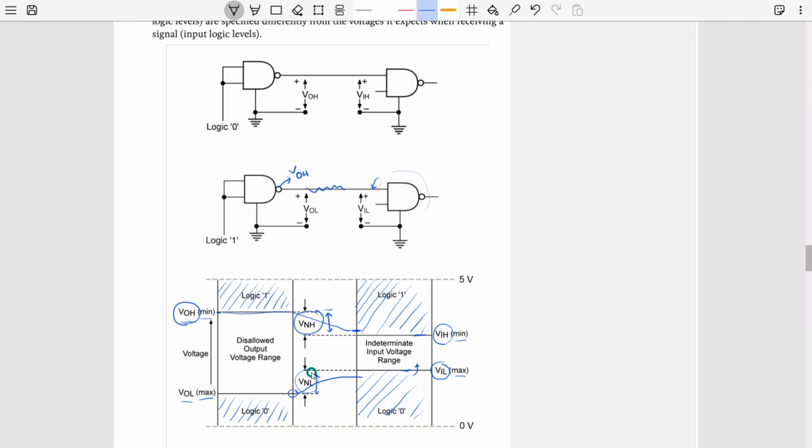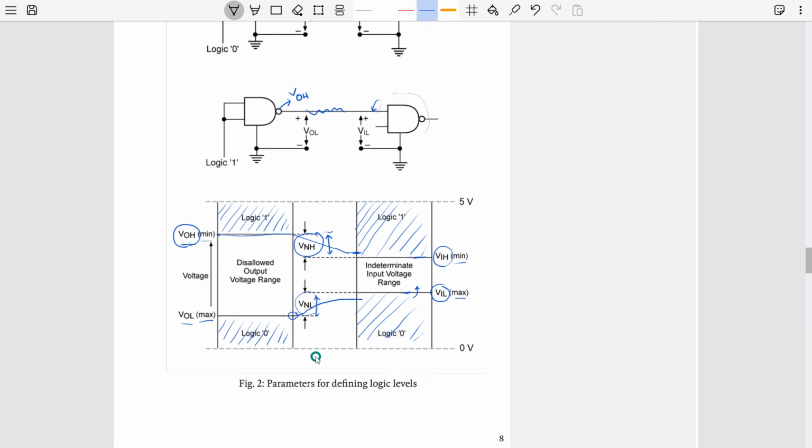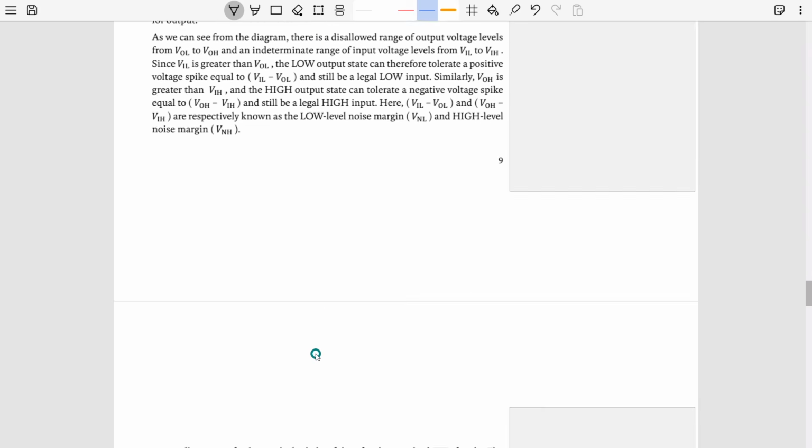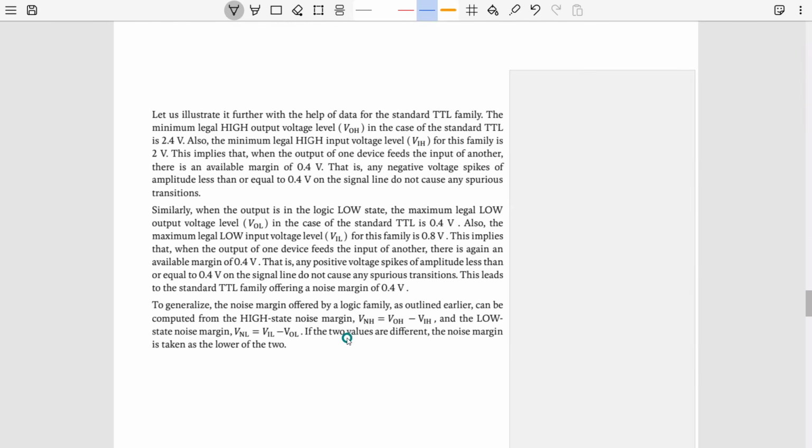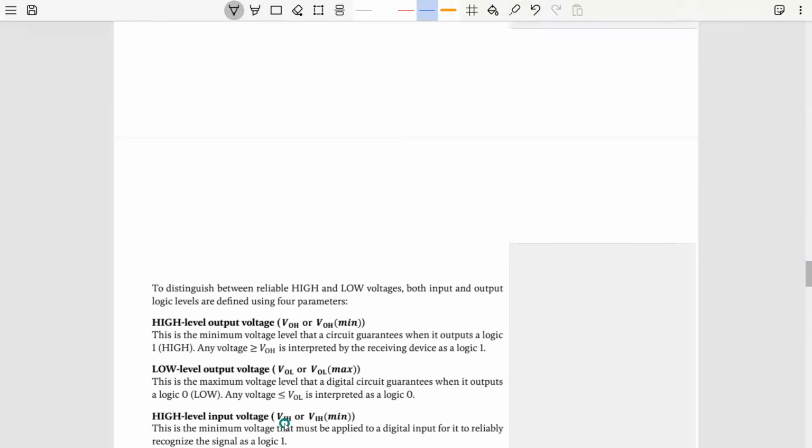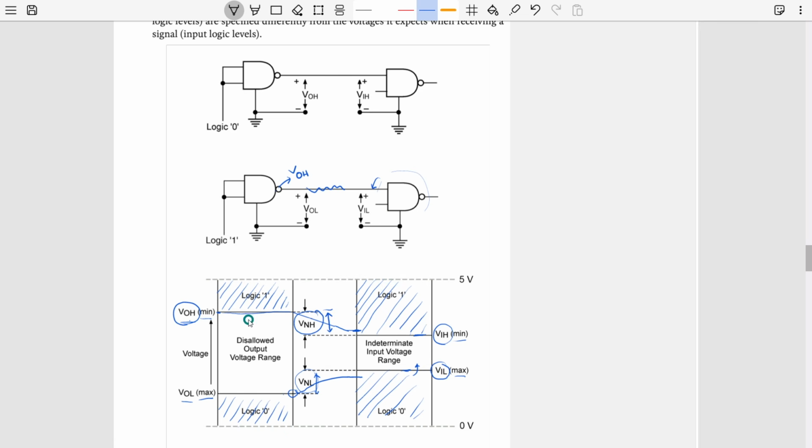Okay, and you will see that these two values can be exactly the same for some of the logic families, and sometimes it may also happen that the values are not the same. Maybe one noise margin is higher than the other one. Then whenever we define the noise margin for that logic family, we take the lower value. Okay, so that is what you have to understand. I think it's written here, if the two values are different, then noise margin is taken as the lower of the two. So how can we actually calculate the noise margin? Like for this one, VNH is actually what?